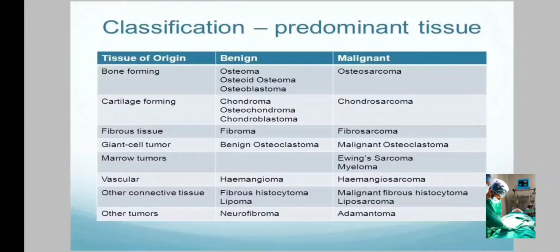Let's see what's the classification according to the tissue of origin. Let's see the bone forming ones. They will be classified into some benign ones and some malignant ones. The benign ones are osteoma, osteoid osteoma, osteoblastoma, and the malignant one is osteosarcoma. Then comes the cartilage forming tumors. Let's see the benign ones: chondroma, osteochondroma, chondroblastoma, and the malignant one is chondrosarcoma.